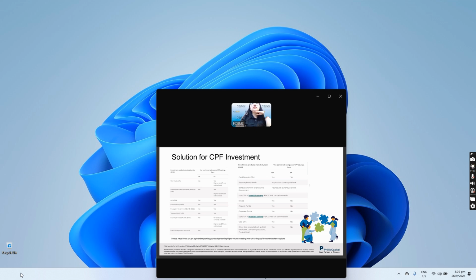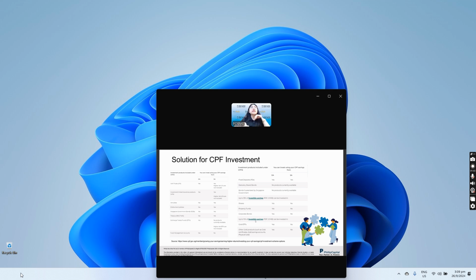Okay, so this one is the solution. You guys can explore CPF investment. You can see here, first one, unit trust is one of them. OA will have more options than SA, but OA will have fewer options than cash. So cash always has the larger options, and then next is OA, then SA has less and less.